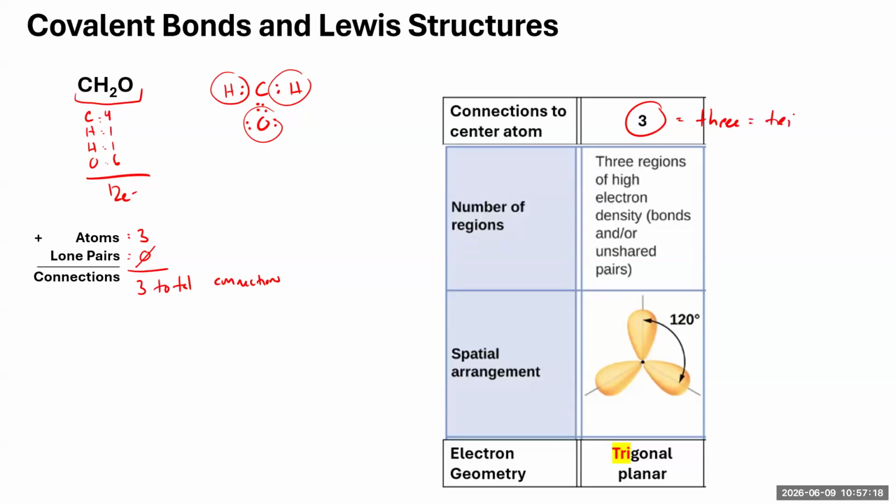3, right? Trigonal planar. And if you're looking at bond angles, I don't think we address bond angles in this class. I don't think we need to. But you can see they're as far apart as possible, at 120 degrees. All right, so the electron geometry is trigonal planar.